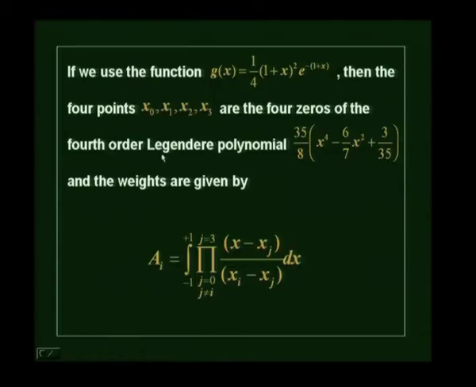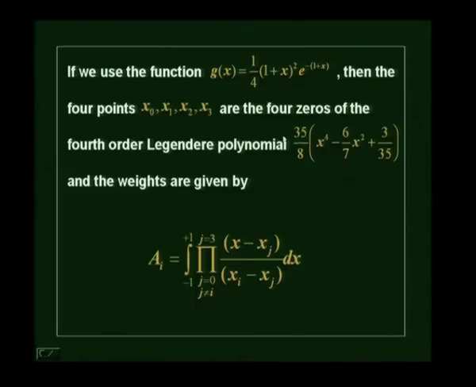So, that will be this. Okay. So, we will choose the first 4 zeros of that Legendre polynomial. We need 4 points, so we choose the first 4 zeros of the Legendre polynomial as the 4 points. Okay. And then the weights will be given by this integral, correct. So, that is what you would be using.